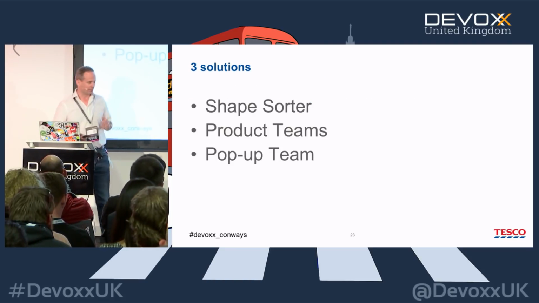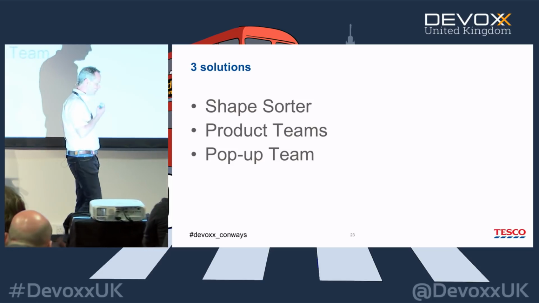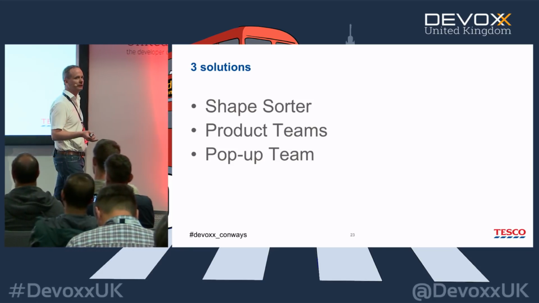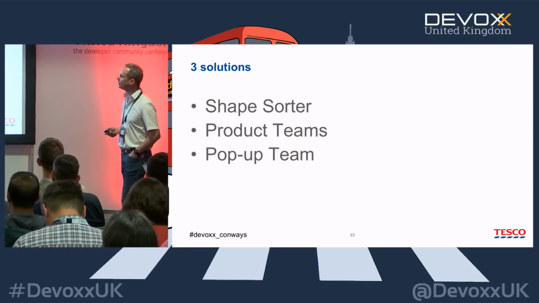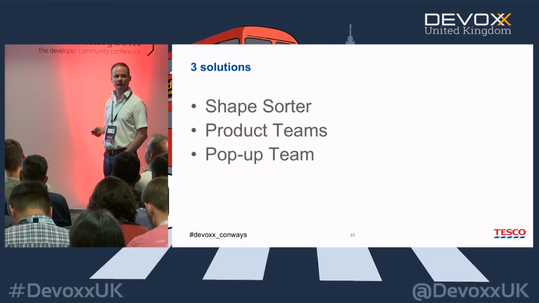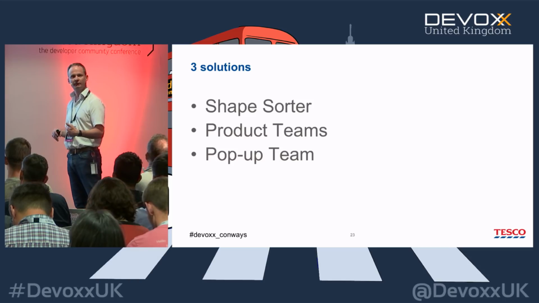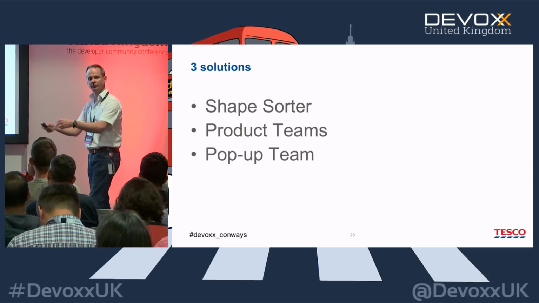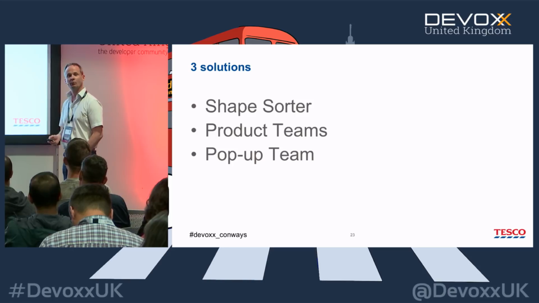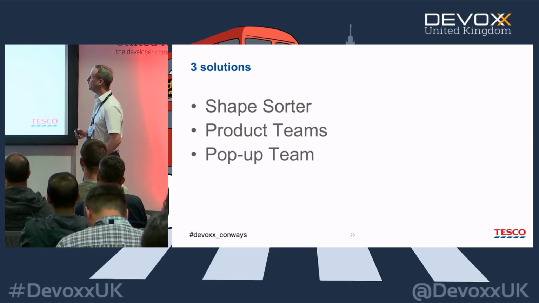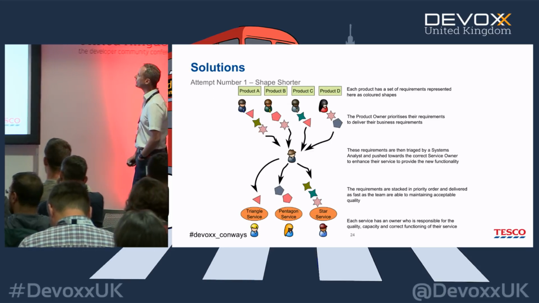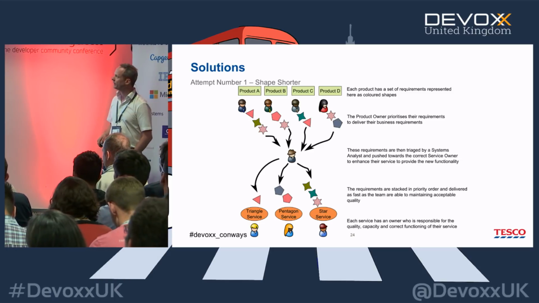So we came up with a number of different solutions for this, and we worked our way through them. In the spirit of failing fast or succeeding, we prototyped each one of these. We pulled teams together and said, we're going to do this one in this way, see if it works. If it doesn't work, we do the next one. Maybe if that one works, we'll do the last one anyway, just to see what happens. So we tried Shape Sorter as the first one, and here's a diagram that broadly explains how that works.